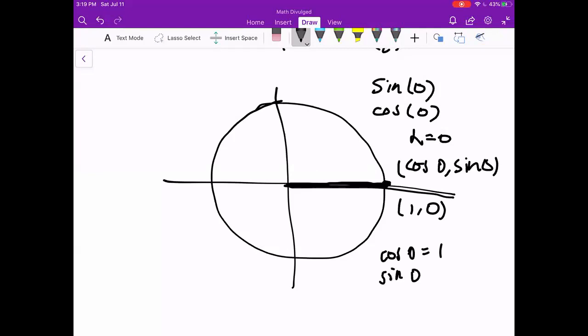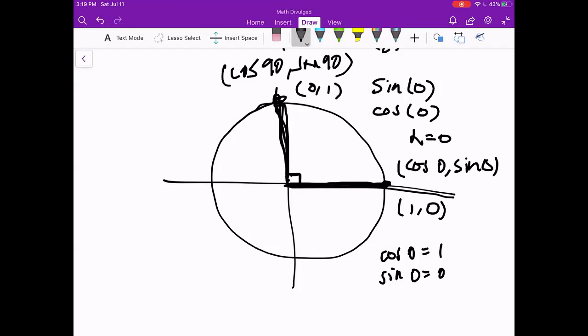Similarly, let's talk about the 90-degree angle. If we have this length right here, this creates a 90-degree angle with the x-axis. So the point up here will have a value of cosine of 90, sine of 90. However, this value is also equal to 0, 1, which means that cosine of 90 is equal to 0, and sine of 90 is equal to 1.